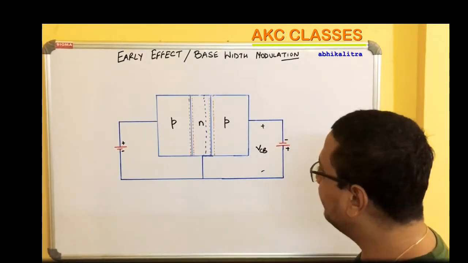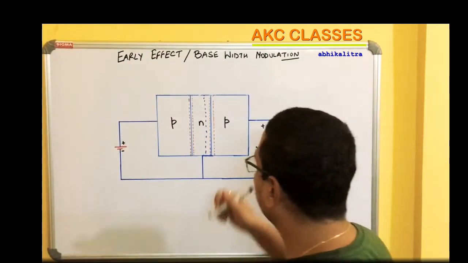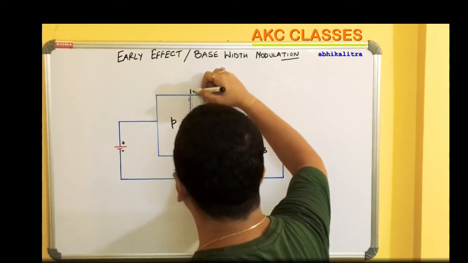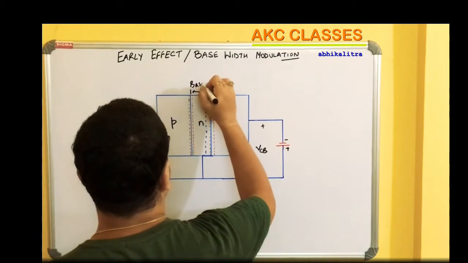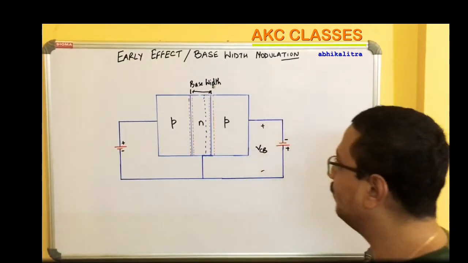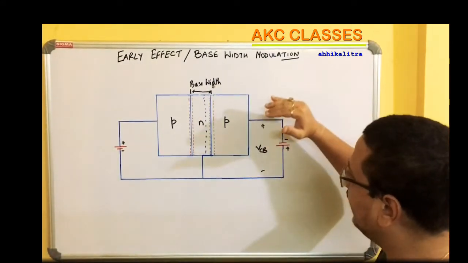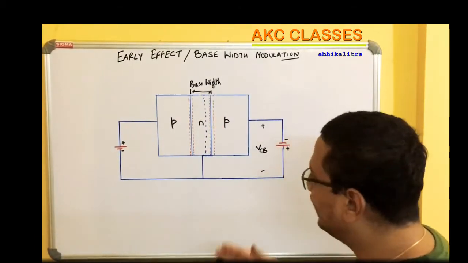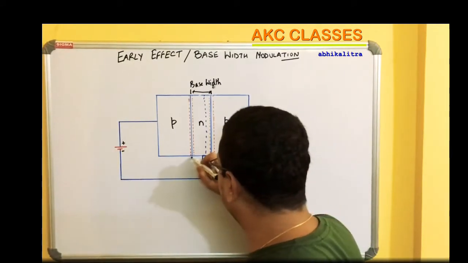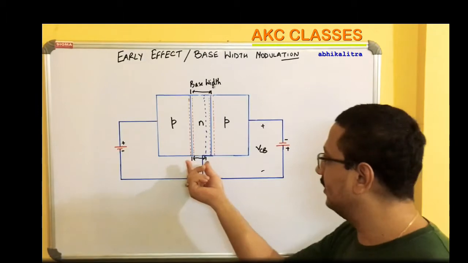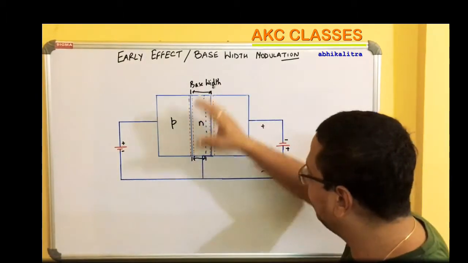And with this, what happens is the entire base width. What is the base width? This is the base section, and this entire width is known as the base width. When the VCB increases, the depletion region gets inside the base region, so the effective base width now decreases, because the base region is not what it was previously, but has been reduced to this length, right? So the effective base width decreases.